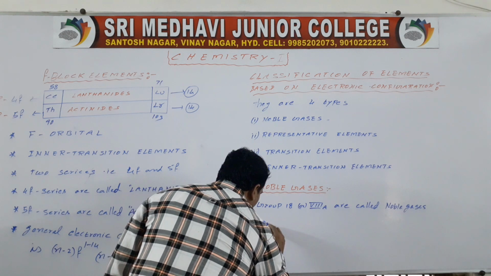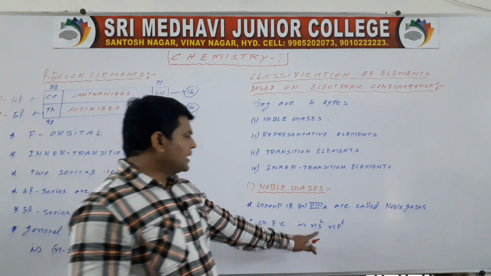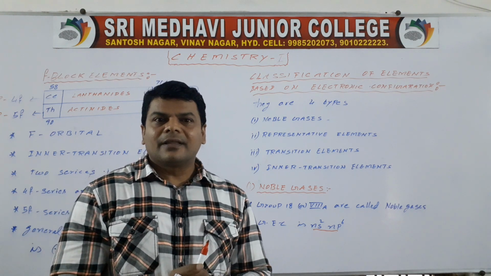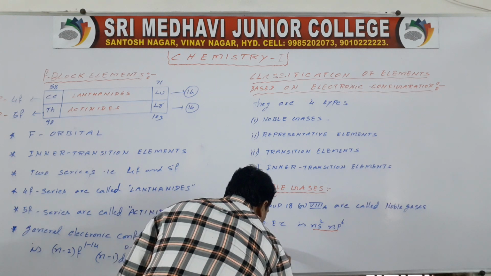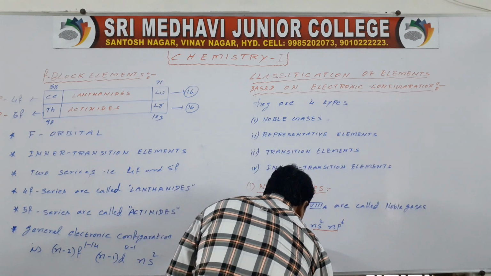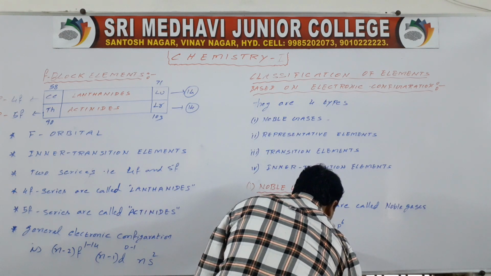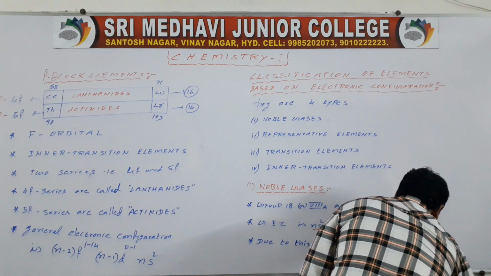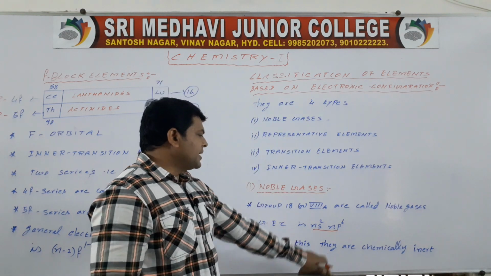So the general electronic configuration is ns2 np6. Due to the presence of stable electronic configuration, they are chemically inert. They are not participating in chemical reactions. So due to this they are chemically inert. Inert is nothing but inactive. Okay. So due to this they are chemically inert.